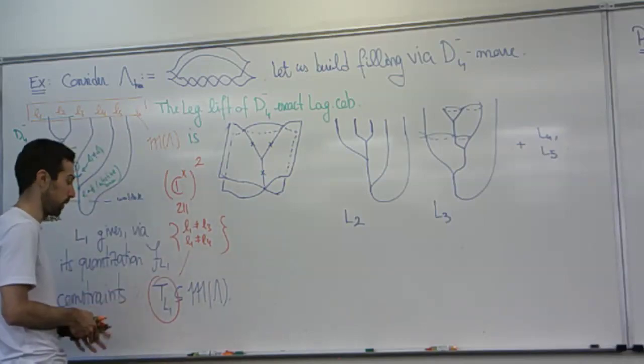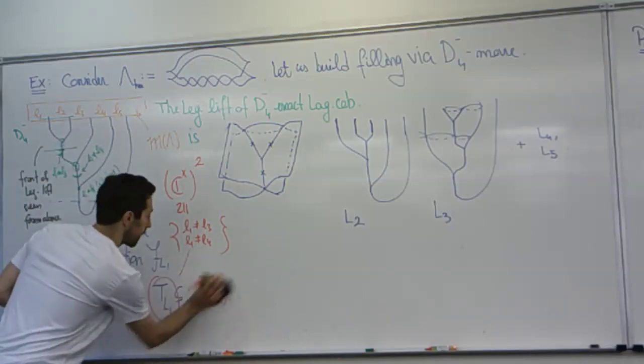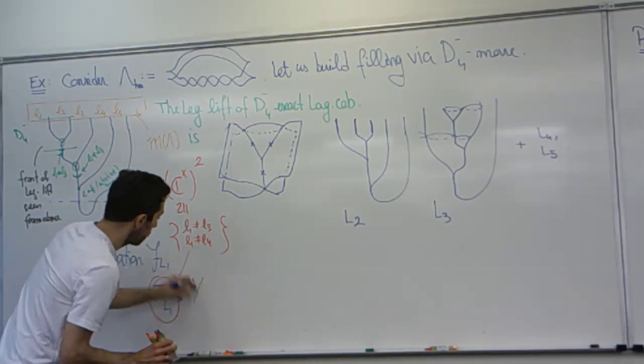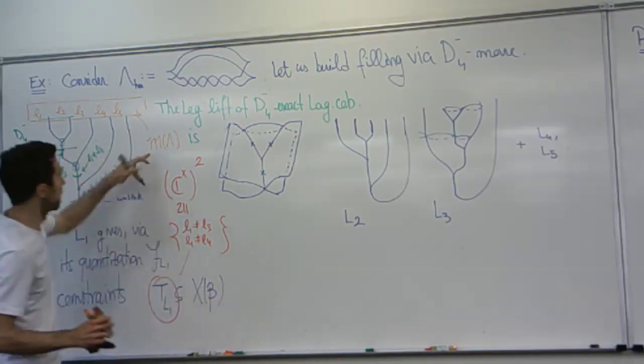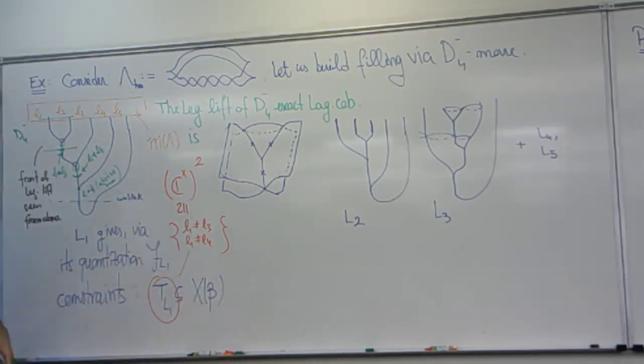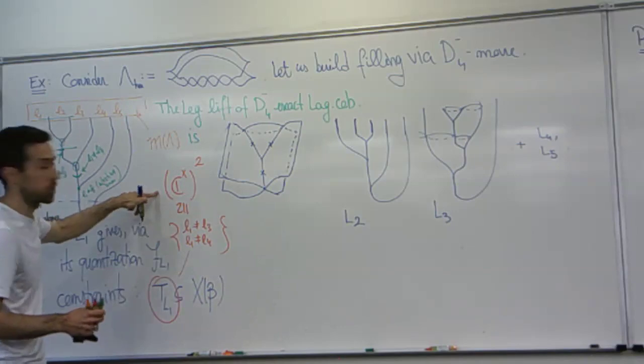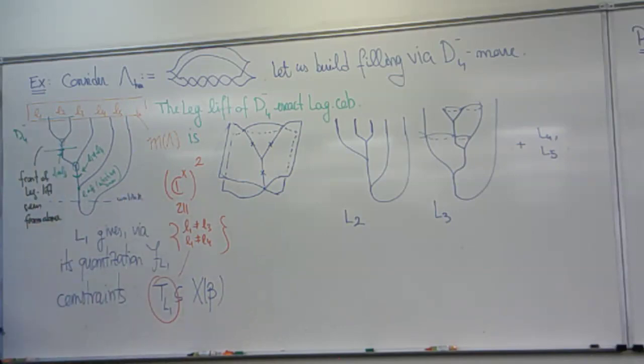So maybe I should have written it more carefully. But this is like X of beta, and then remember that this space is this one quotient. So again, a torus. Does anybody have a sense of why that's true?